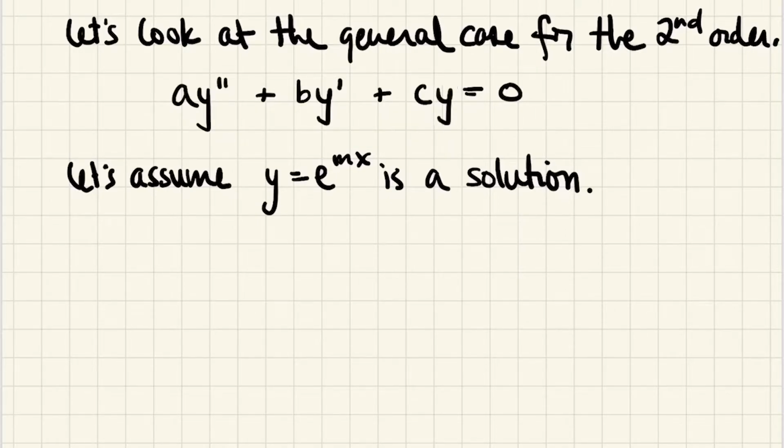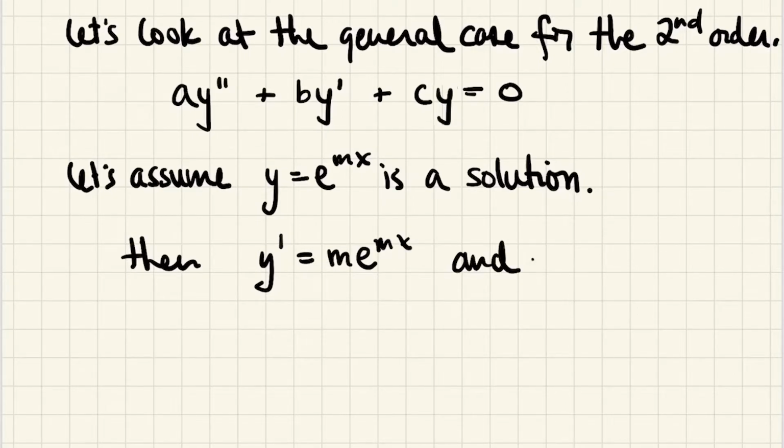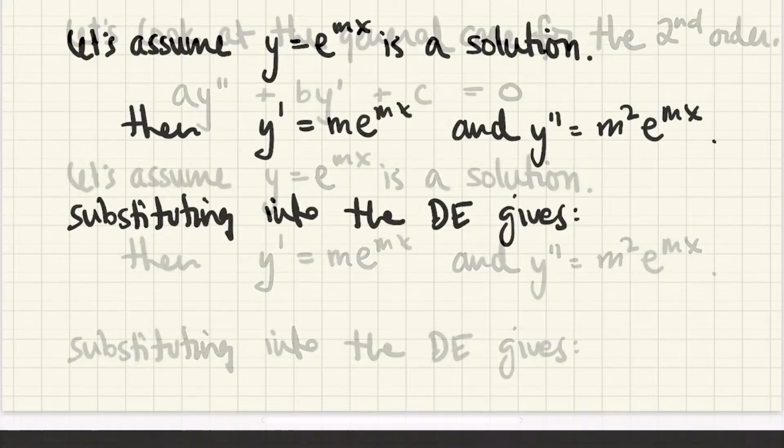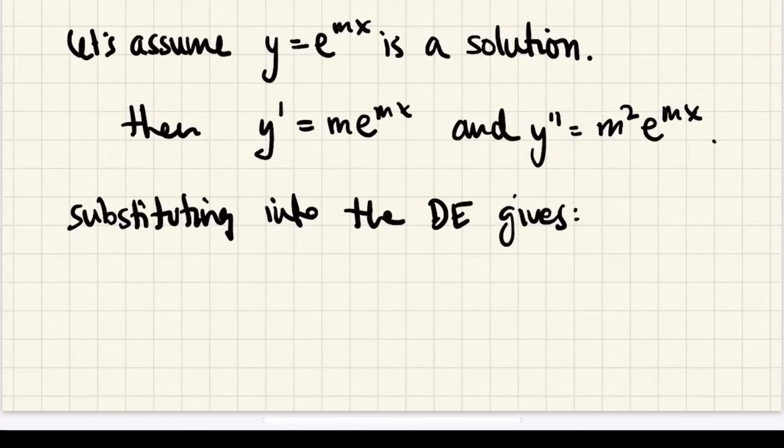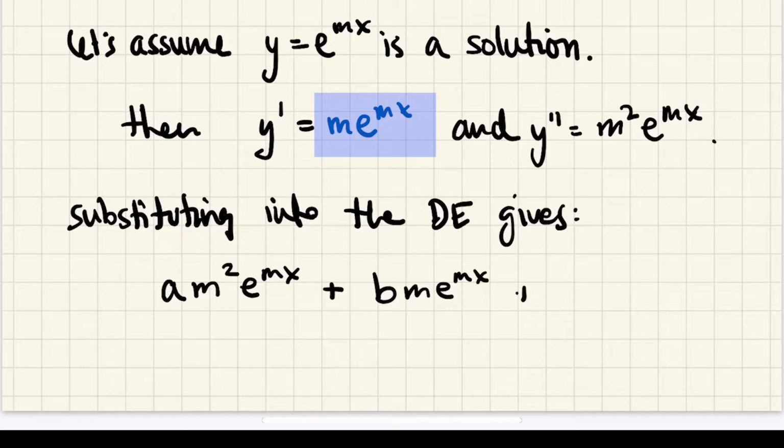So if we're assuming that y equals e to the mx is a solution, then y prime is m e to the mx, and y double prime is m squared e to the mx. Okay, so substituting into the differential equation, what we're going to get is a times y double prime, but y double prime is m squared e to the mx, b times y prime, and y prime is m e to the mx, and c times y. Well, y is e to the mx.